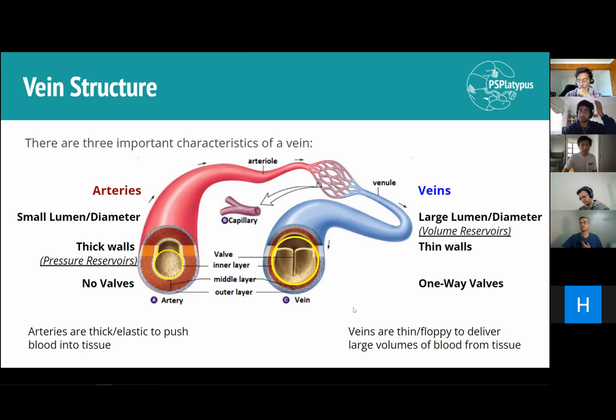All right. So the key principles here, again from the structure, are that the arteries are thick and elastic to push blood into tissue, whereas veins focus on being thin and floppy, but prioritizing having a larger volume to deliver more blood from tissue to the heart.